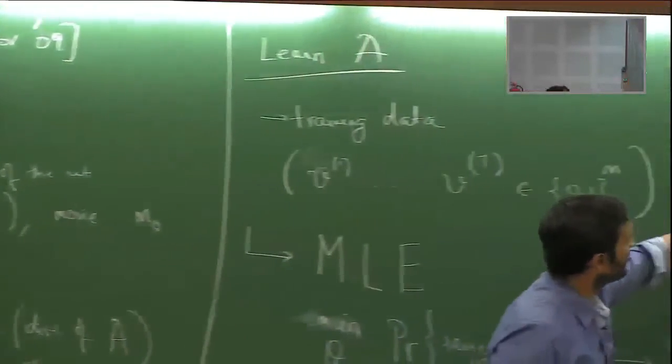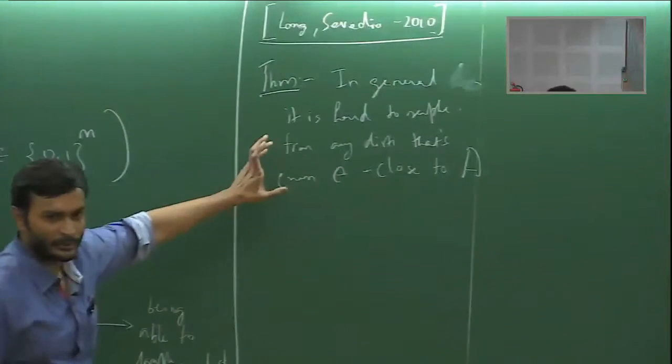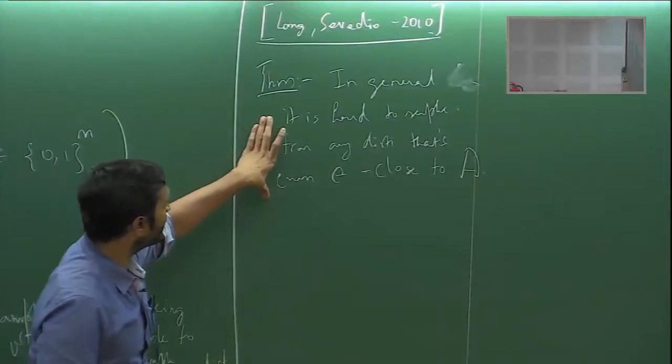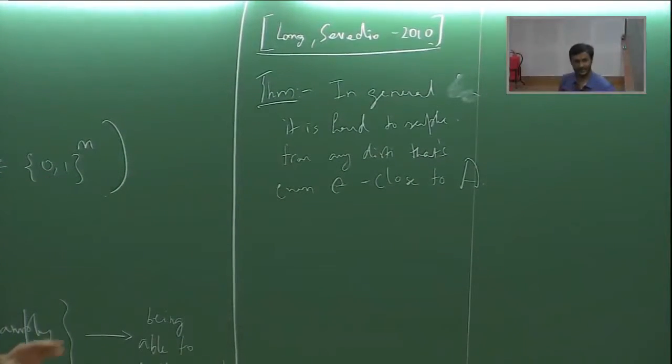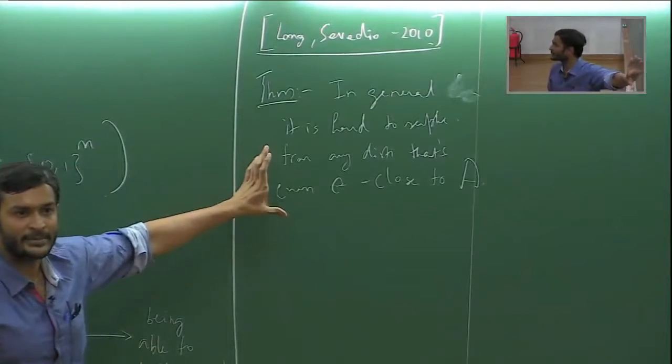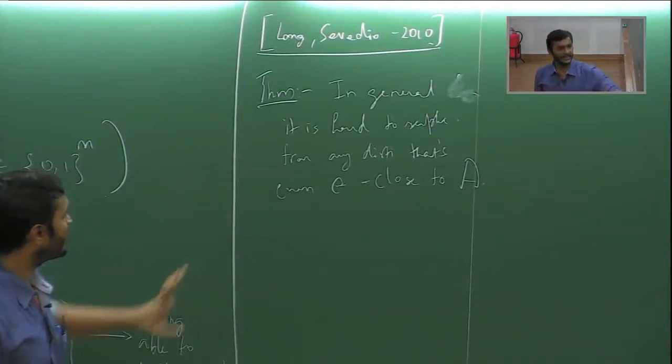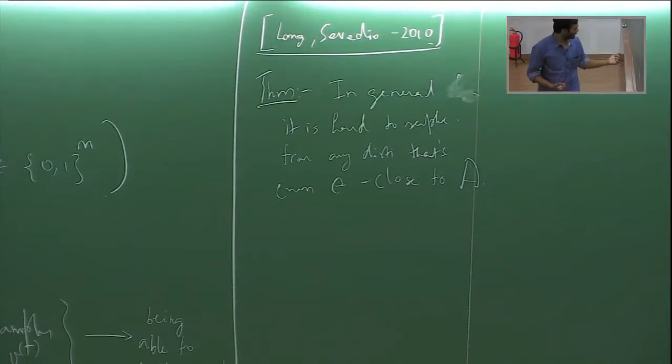Yeah, so I will talk about this. Let's talk about this theorem. What we are saying here is that this comes from some simple ideas in approximation algorithms. And in general, this model is pretty powerful. It actually can't be sampled from.